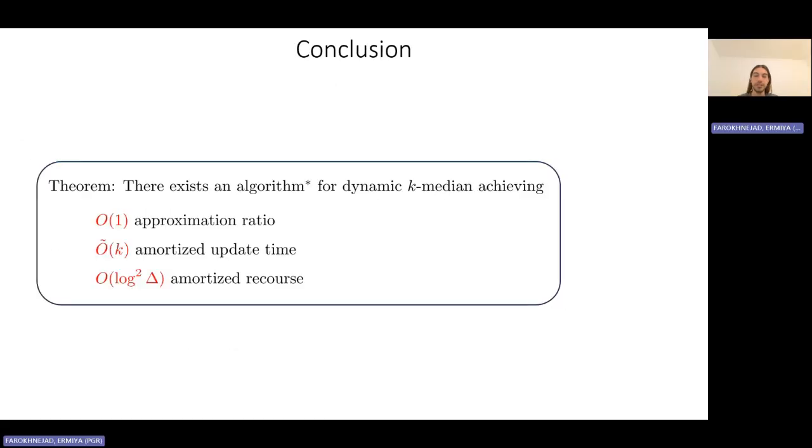The final conclusion is that there exists an algorithm for dynamic k-median, achieving constant approximation ratio, tilde of k amortized update time, and order of log squared delta amortized recourse. This is the final result.